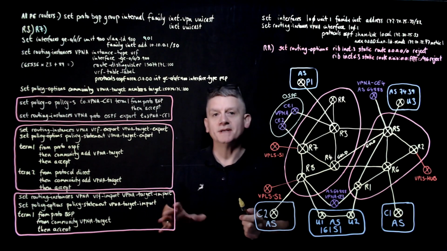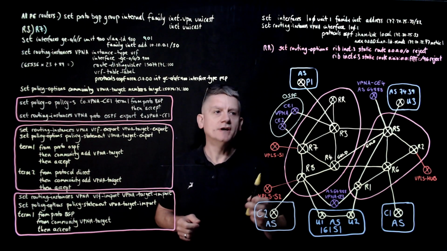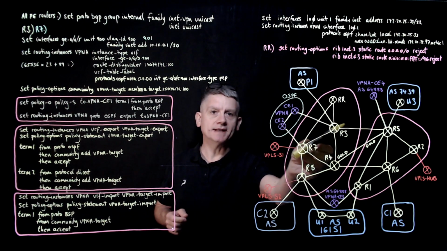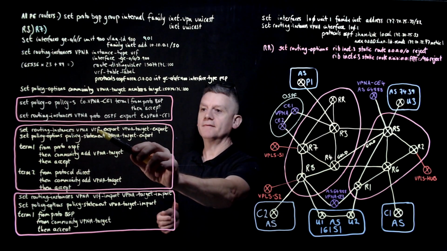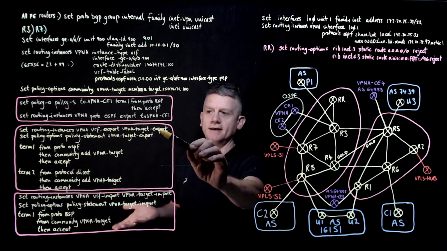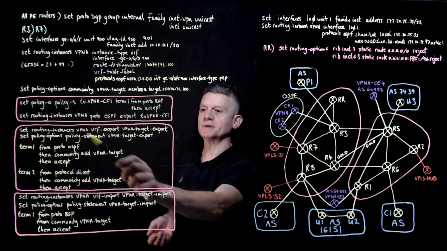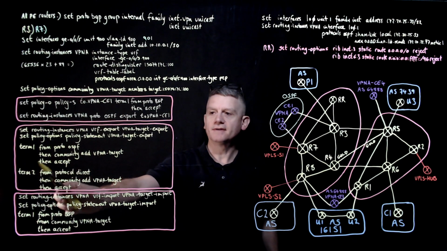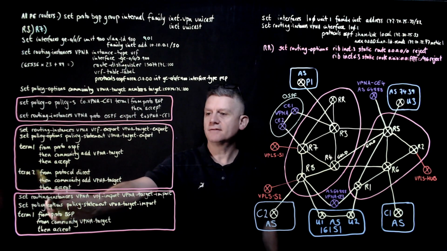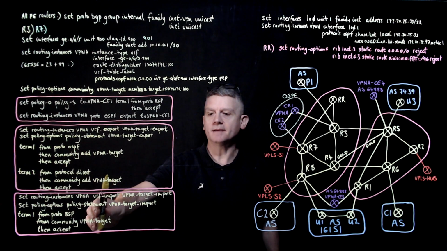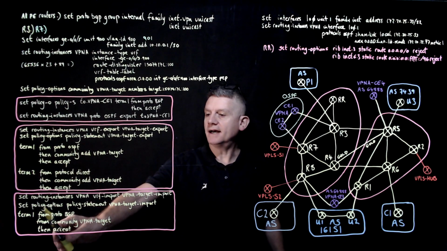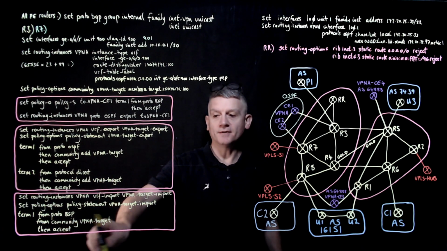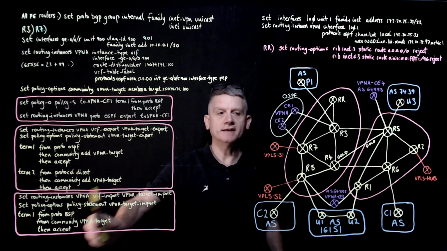Okay, so let's look at the BGP VRF import and export. Well, they really do operate exactly as we'd expect. We are VRF exporting. Here's our policy. So policy-options, policy-statement, target export: from OSPF, add the target, accept; from direct, add the target, accept. And then on the import: from protocol BGP, from that target that we've previously set, accept.